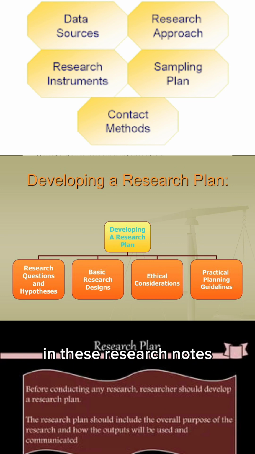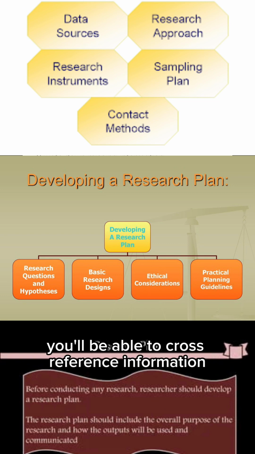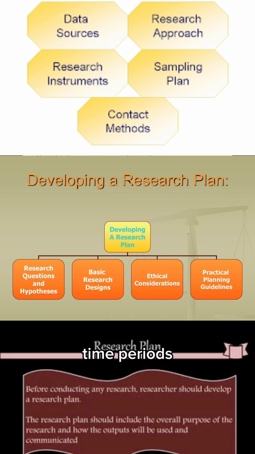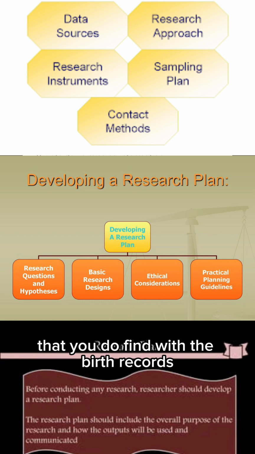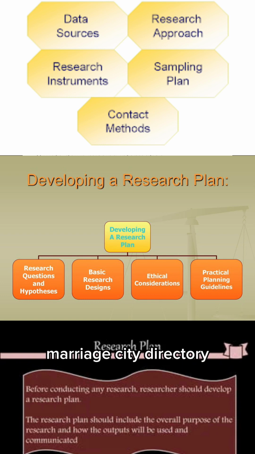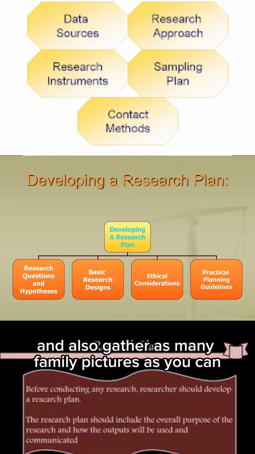In these research notes, you'll be able to cross-reference information, names, places, time periods. Also write down missing information. Cross-reference the information that you do find with the birth records, death, census, marriage, city directory, telephone books, school records, military records, tax records, pensions, wills, and probate. And also gather as many family pictures as you can.